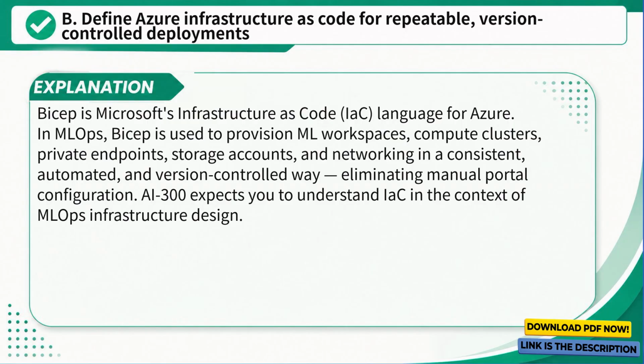Explanation. Bicep is Microsoft's infrastructure as code, IaC, language for Azure. In MLOps, Bicep is used to provision ML workspaces, compute clusters, private endpoints, storage accounts, and networking in a consistent, automated, and version-controlled way, eliminating manual portal configuration. AI-300 expects you to understand IaC in the context of MLOps infrastructure design.